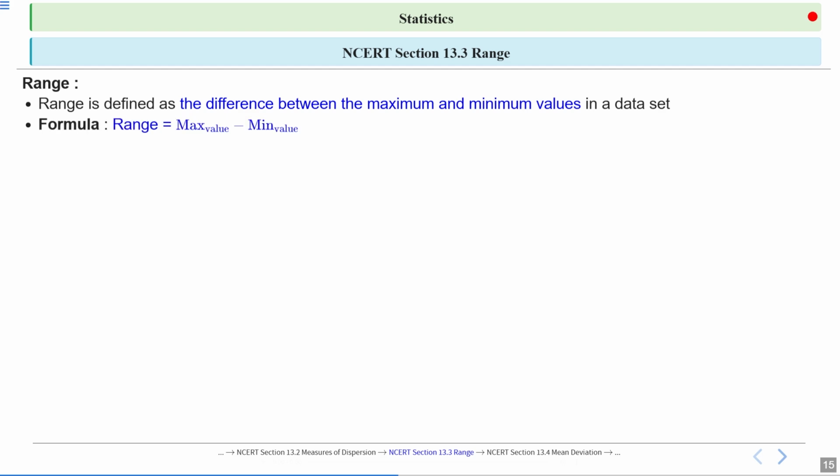Now, let's look at the formula for calculating the range. It's straightforward: range equals max value minus min value. Next, we will discuss some properties of the range. Notice how the simplicity of calculating the range makes it easy to calculate and understand.